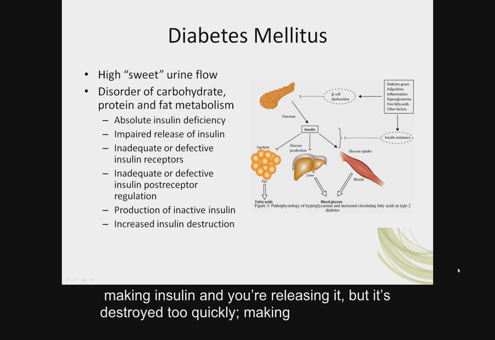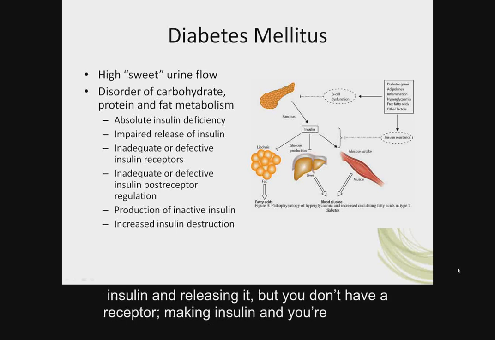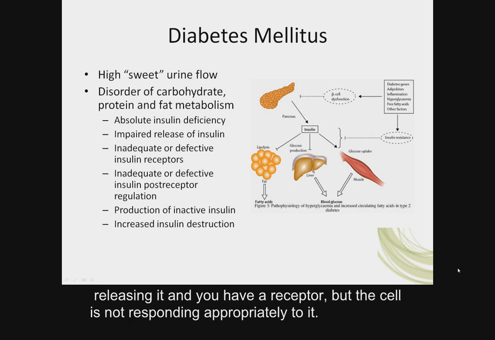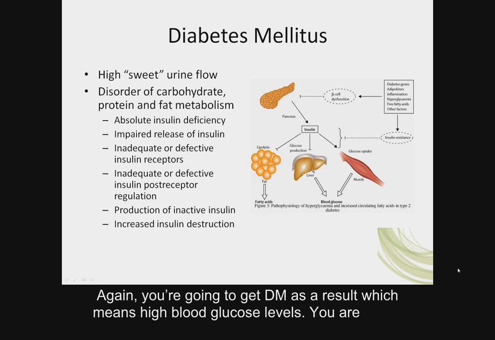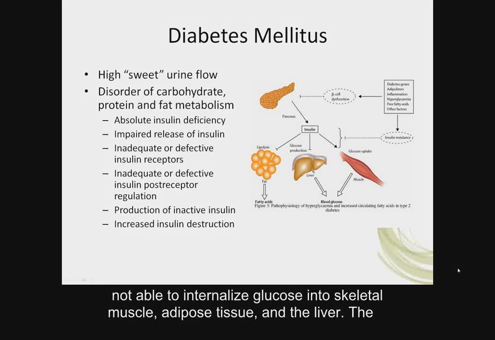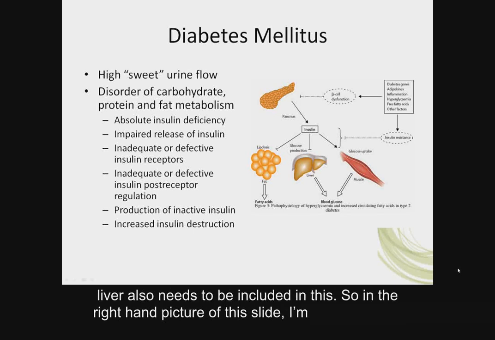Not making insulin, making insulin but it's faulty, making insulin but you can't release it, making insulin and you're releasing it but it's destroyed too quickly, making insulin and releasing it but you don't have a receptor, making insulin and you're releasing it and you have a receptor, but the cell is not responding appropriately to it. Again, you're going to get DM as a result, which means high blood glucose levels. You're not able to internalize glucose into skeletal muscle, adipose tissue, and the liver. The liver also needs to be included in this.